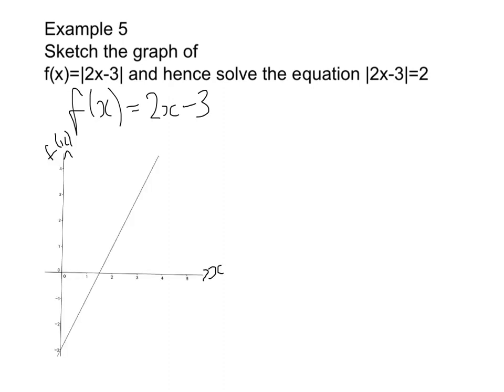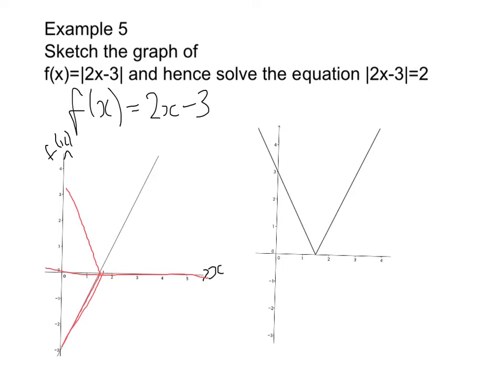So this is the graph that we want, but as we can see, some of the y values are below 0. So we'd reflect those in the x-axis here, and they'd become something like this, giving us this graph here, f of x equals the modulus of 2x minus 3.